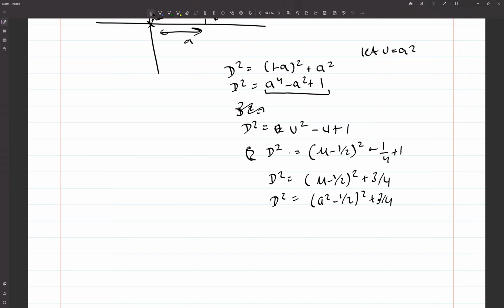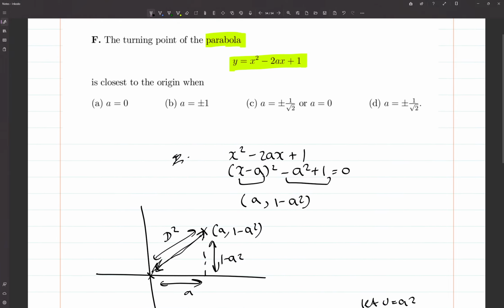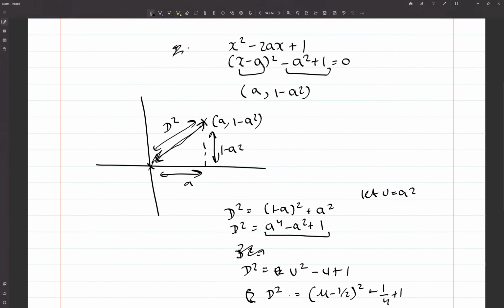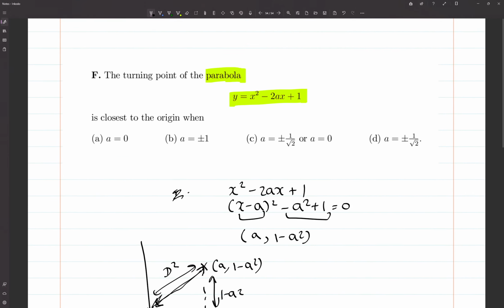So now we've got that, and we want to say, when is this a minimum? It's a minimum when a squared minus a half gives us 0, right? So a squared equals a half, and that is when it's a minimum, and I think that is the answer. So a will equal plus or minus 1 over root 2, and that will give you the answer over here.